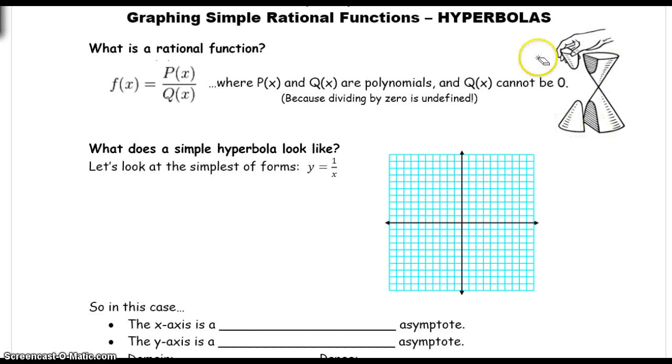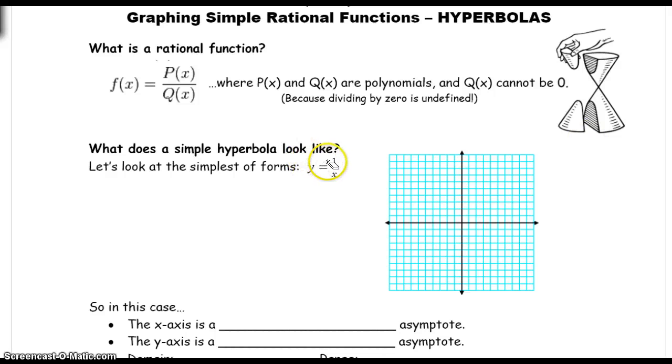Over here I have a little picture. If you take two cones and stack them point to point like this picture shows right here, and you take a big slice, these two right here make a hyperbola. Looks like two little parabolas there, right? So that makes a hyperbola. So we're going to talk a little bit about hyperbolas today, but I want to show you where it comes from. So let's go to this first.